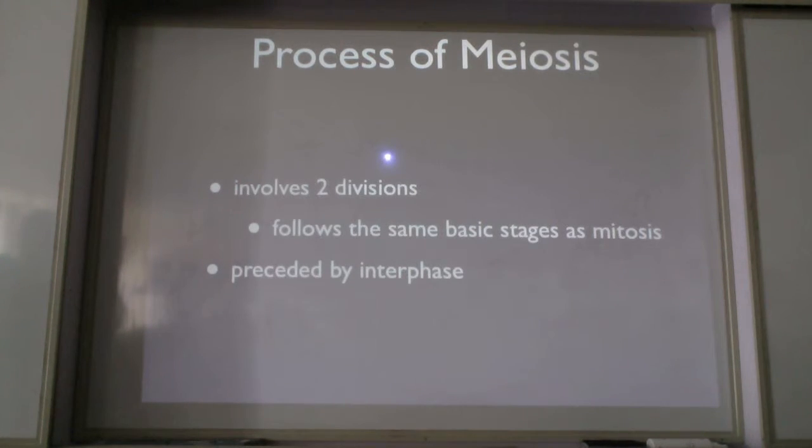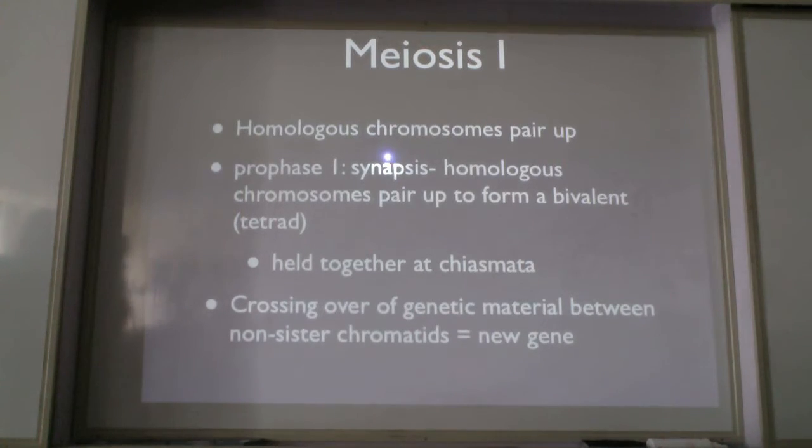It's preceded by interphase, which is basically when the replication of DNA occurs to create the chromosomes, which form genetically identical sister chromatids, which will be used in meiosis. So the first part of the process, meiosis 1, is when the homologous chromosomes pair up.